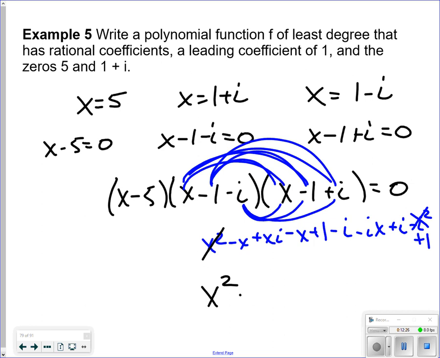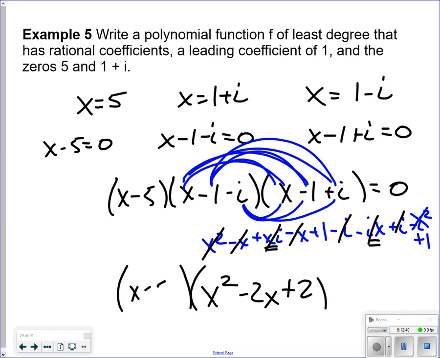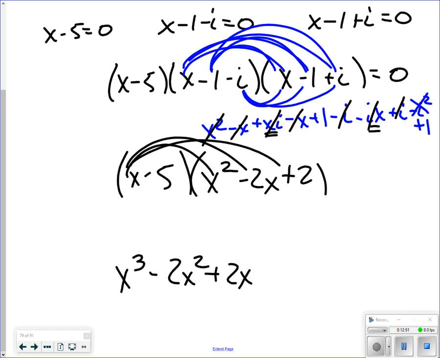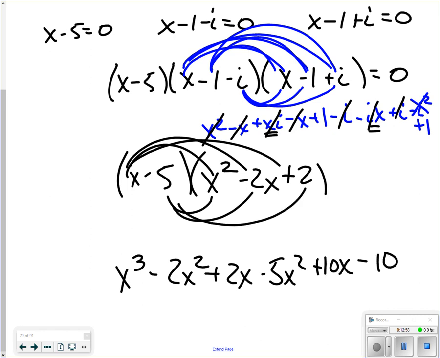So a negative x and a negative x make a negative 2x. A positive xi and a negative xi cancel each other out. A negative i and a positive i cancel each other out. And so then I'm left with just 1 plus 1, which is 2. Finishing now, I just have to FOIL these two out. So I get x cubed minus 2x squared plus 2x, negative 5x squared, positive 10x, minus 10.